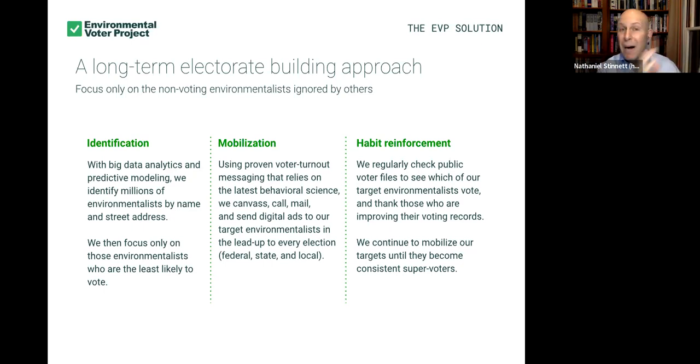And because we can bypass all that messy, sticky, opinion-changing, mind-changing stuff, this also frees us up to be completely agnostic and test hundreds of different messages each year, figuring out which messages work best with which subgroups of non-voting environmentalists to turn them into better, more consistent voters. And we run hundreds of randomized control trials. And you can go to our results page on our website and see a lot of those randomized control trials and tests that we run.